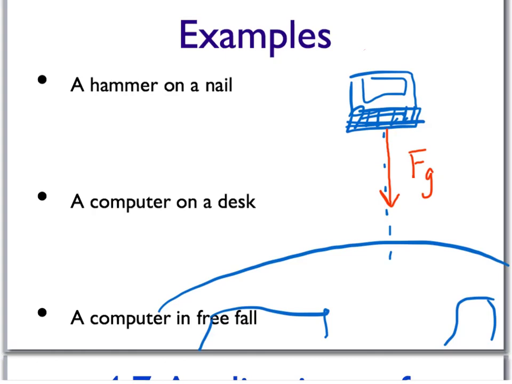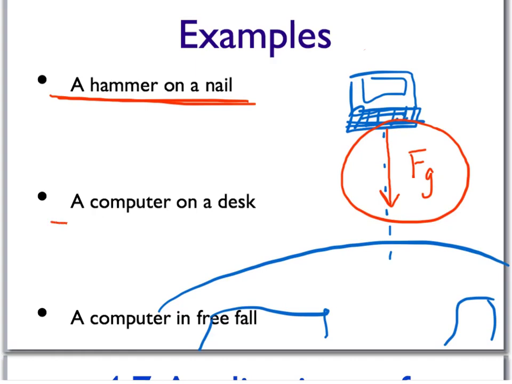The question is, what would be the third law pair to this? If we know that the force of gravity from the Earth is pulling the computer down, what would be that match? Because again, every force has an equal and opposite reaction. Every force comes in pairs. So if we look at the relationships that we've seen in each of these examples, we basically said hammer pushes on nail, nail pushes back on hammer. Computer pushes on desk, desk pushes back on computer. In this case, Earth pulls down on computer, computer pulls up on Earth.